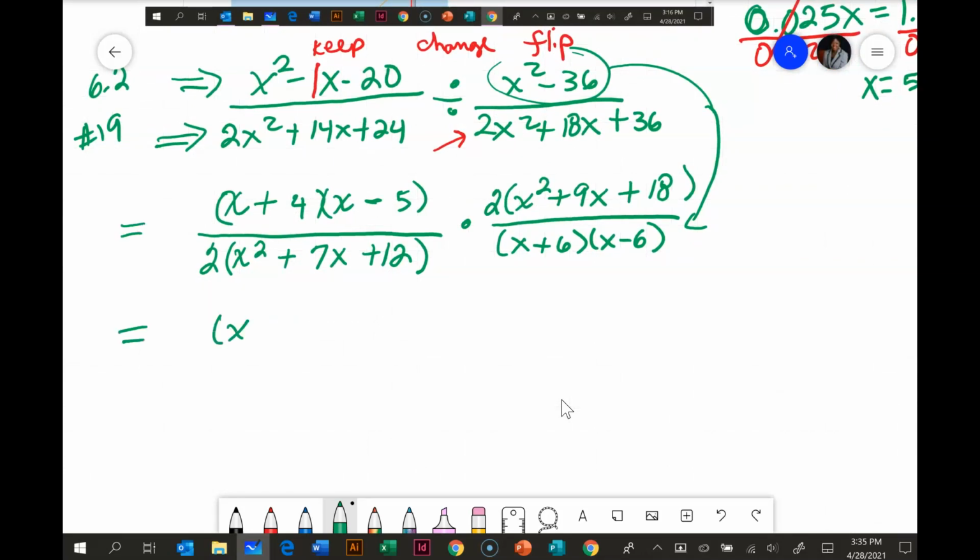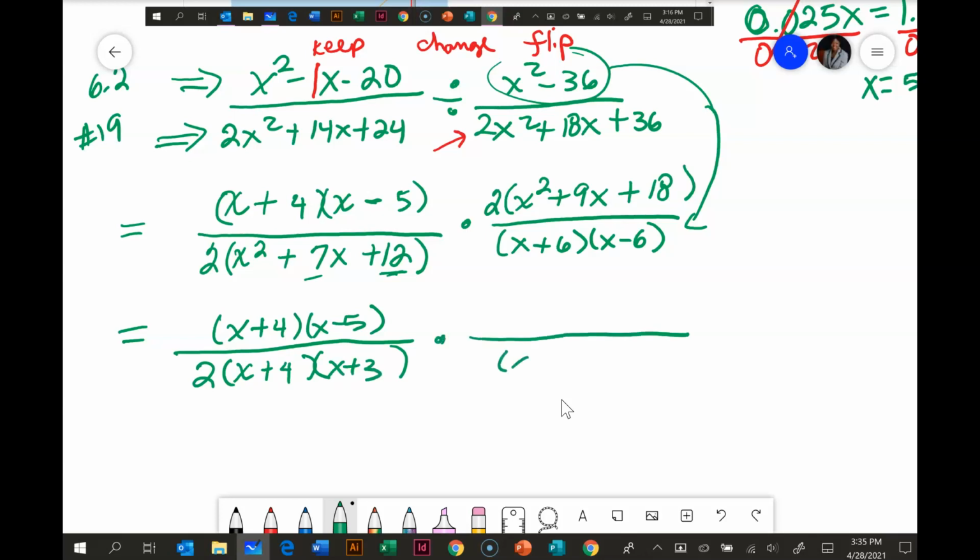So we have x plus 4 times x minus 5. And how should we factor this denominator here? Well, I see we have 12. What factors of 12 add to 7? That would be 4 and 3. All right, times, I'm going to rewrite my x plus 6 times x minus 6 down here.